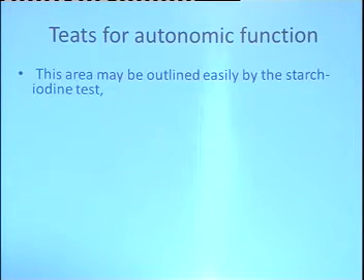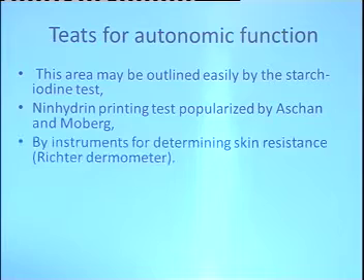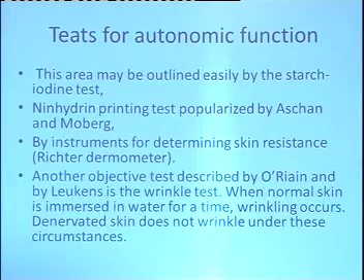So, what are the tests for autonomic function? A starch iodine test, a ninhydrin printing test, a registered dermometer which tells you about the skin resistance, and another objective test described by O'Riain and Lukens is the wrinkle test. You put the hand in water, there will be wrinkles normally, but if the nerve is cut, autonomic sensations are cut, there will be no wrinkles. And once the wrinkles are absent and they are starting to reappear, that means the nerve is recovering.